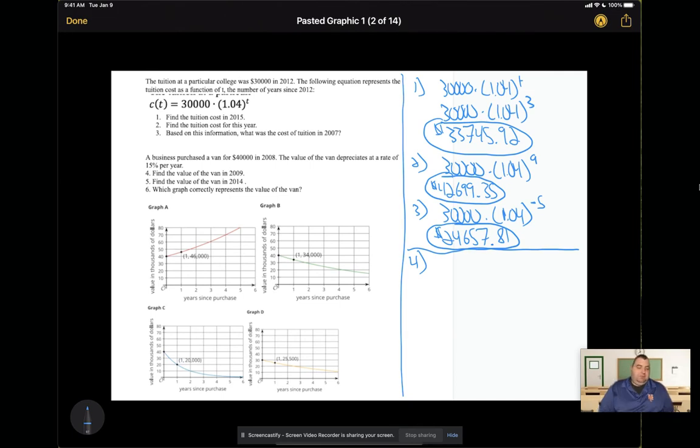Number 4, a business purchased a van for $40,000 in 2008. The value of the van depreciates. Depreciates means it goes down. So the value of the van depreciates at a rate of 15% per year. Find the value of the van in 2009. So we're going to go to our formula. Our initial value in this case is going to be 40 grand.